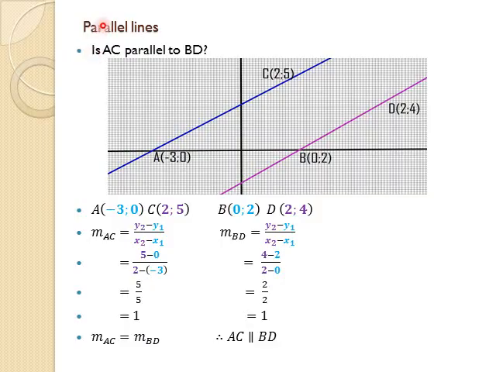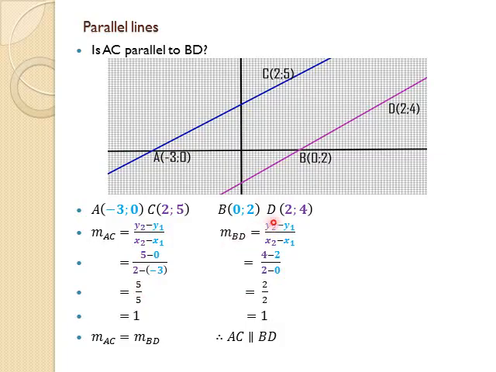For parallel lines, here they ask, is AC, from A to C, parallel to BD? For A, I have (-3, 0), C (2, 5). Here B (0, 2), there D (2, 4). So gradient AC, there my purple y2, blue y1. So 5 minus 0 over 2 minus -3. Don't get caught out with that. The negative was already there, and that is -3. So that's 5. This becomes 2 plus 3, which gives me 5. 5 divided by 5 gives me 1.